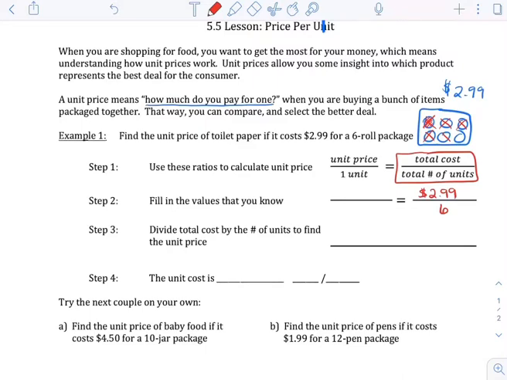$2.99 divided by 6. And we get about 50 cents. In our calculator, we get 0.4983. But remember, money we round to 2 decimal places, so that 9 has to round up. Works out to 50 cents per roll. So the unit cost in this case is $0.50 per roll. That's what it is for one.